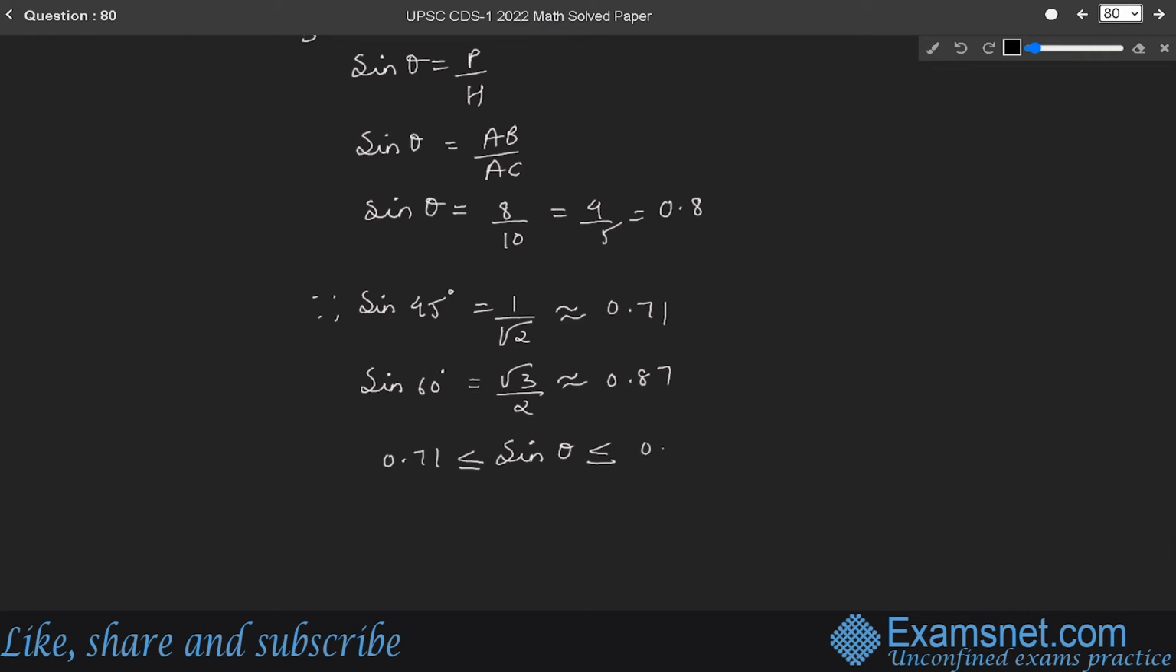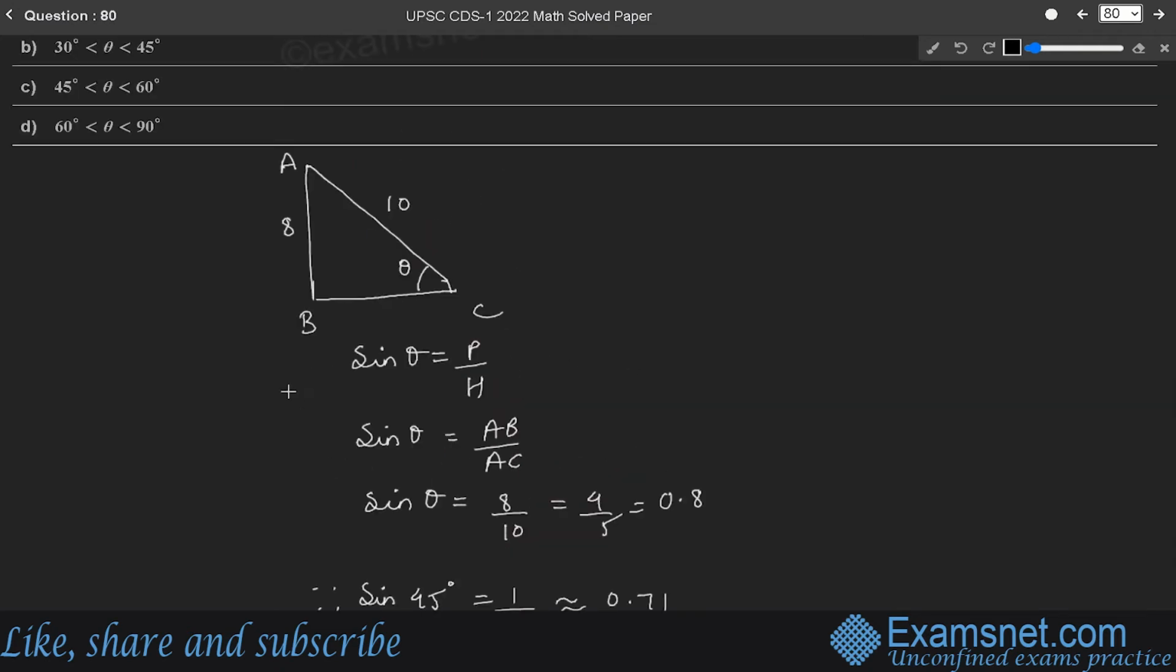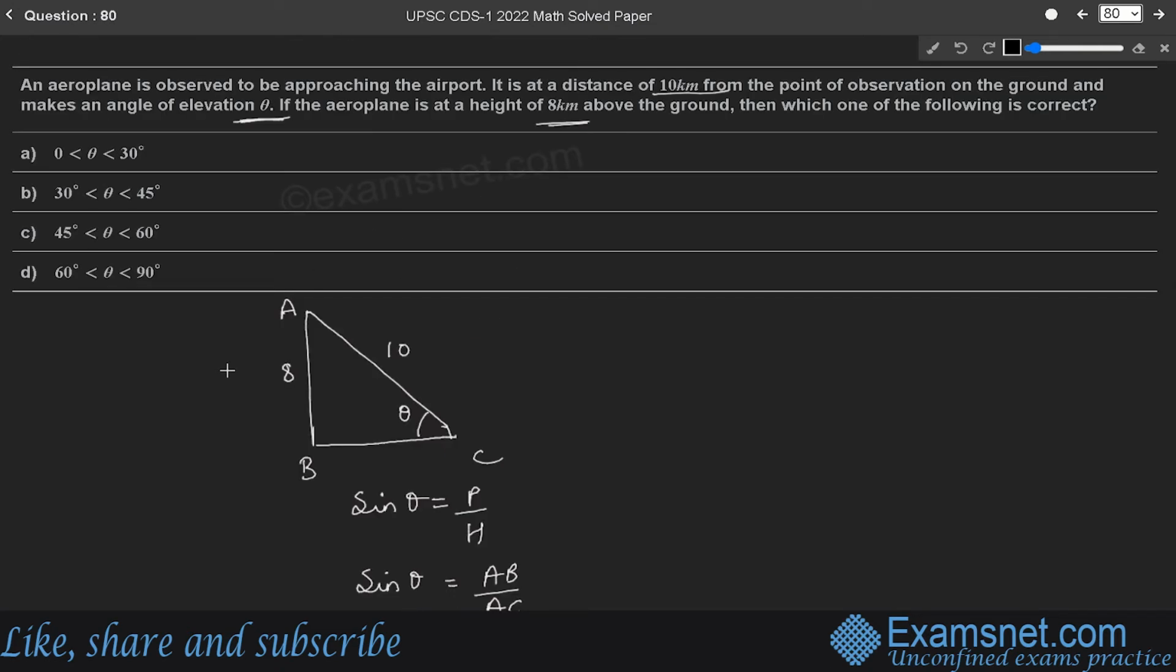0.71 and 0.87. Since sine theta lies between 0.71 and 0.87, therefore theta will lie between 45 degree and 60 degree. So the required answer is theta lies between 45 degree and 60 degree. Therefore the correct option for this question is option number C.